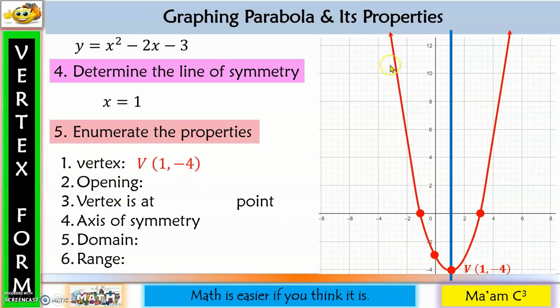The opening, it opens upward. Vertex is at, because it opens upward, the vertex is at the minimum point. The axis of symmetry is here, x equals 1. The domain, since this is a quadratic function, set of all real numbers. And for the range, since it opens upward, y is greater than or equal to the value of k. So y is greater than or equal to negative 4.